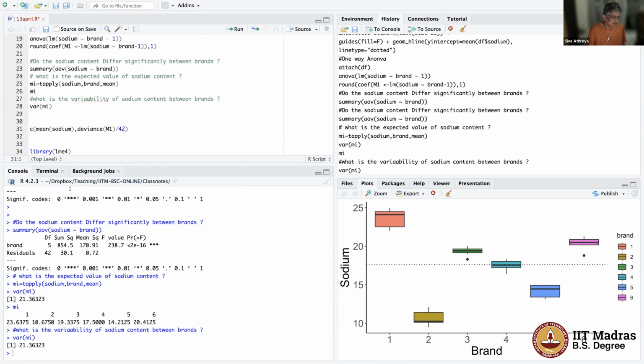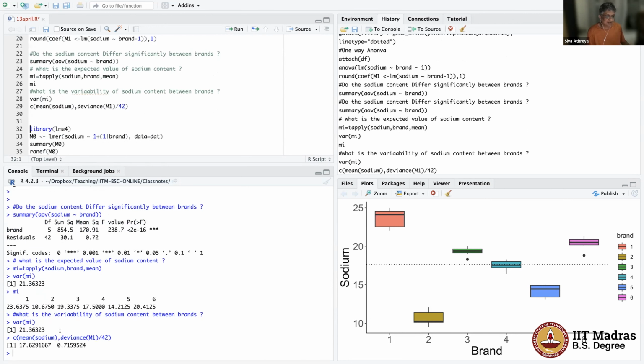Then you can also get a confidence interval. Once you do this, you can just do a vector of the mean sodium. Just do that. The mean sodium is 17.6, and the deviation is like 0.7.